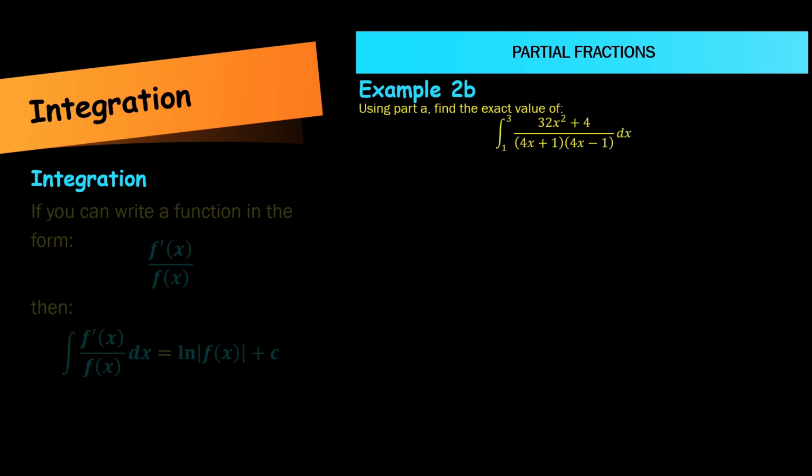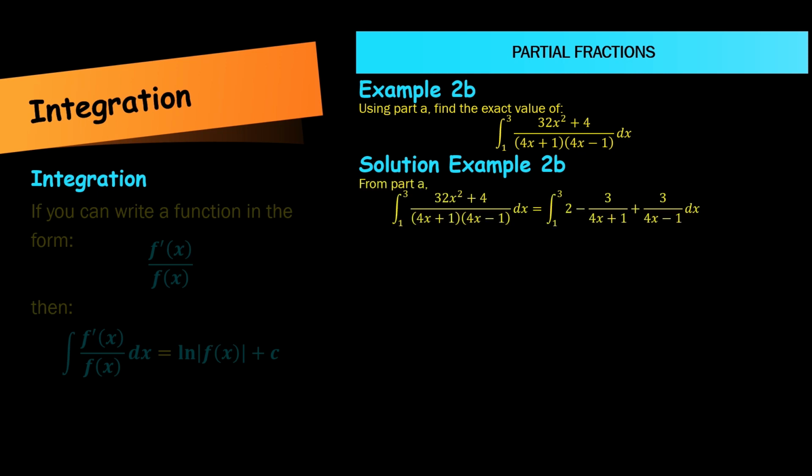Using part A, we're required to find the exact value of the integral from 1 to 3 of 32x squared plus 4 all over 4x plus 1 times 4x minus 1. So let's solve this. From part A, we can express our fraction as shown, and this can be expressed as shown here.